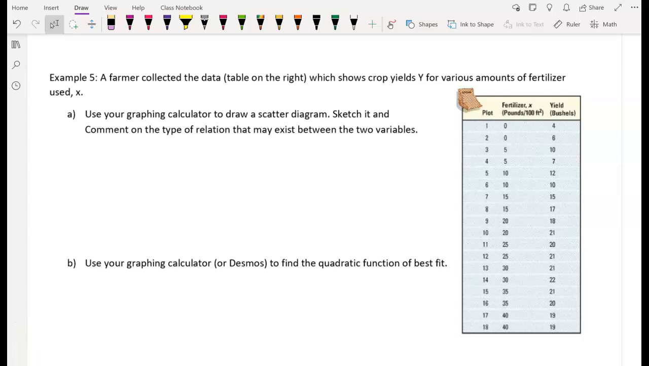Okay, guys, so this one would definitely use, you need to know how to use your graphing calculator for a scatter plot, okay? A farmer collected the data, which is given to us in the table to the right, which shows crop yields, which represents Y, for various amounts of fertilizer used, which is X. Part A says, use your graphing calculator to draw a scatter diagram.